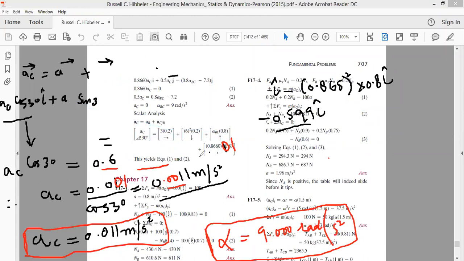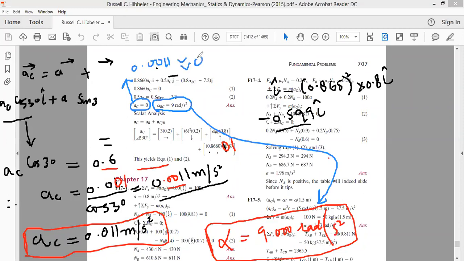The value of alpha BC comes out equal to 9 radian per second square, which is in fact what we have obtained. And the value of acceleration of C is almost equal to 0. It's written as 0, and we know ours was 0.0011, which is almost 0. So we are getting correct answers for this problem as well.